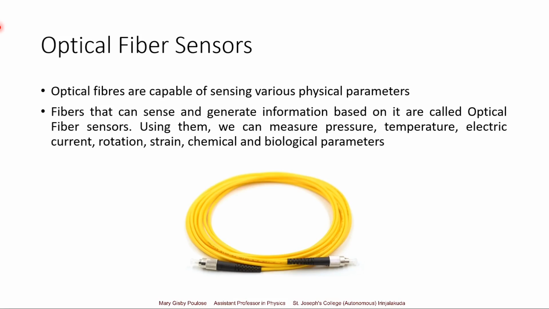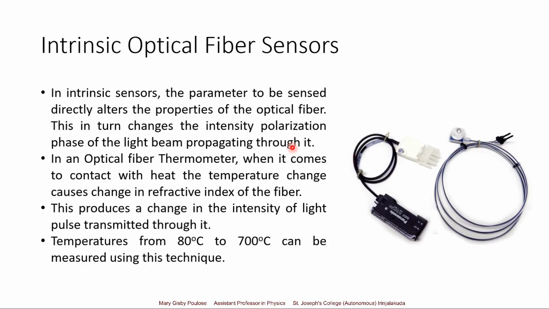Now, optical fibers have a great application as sensors because they are capable of sensing various physical parameters. The fibers that can sense and generate information from that are called optical fiber sensors. Using them, we can measure the pressure at a particular point, temperature, electric current, rotation, strain, chemical and biological parameters. Sensors can be broadly classified into two: intrinsic optical fiber sensors and extrinsic optical fiber sensors.